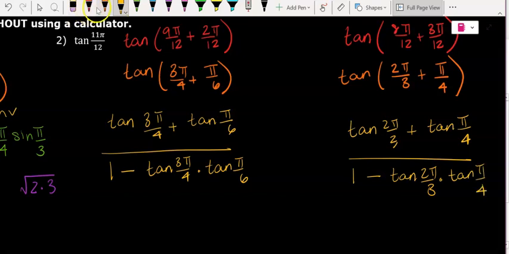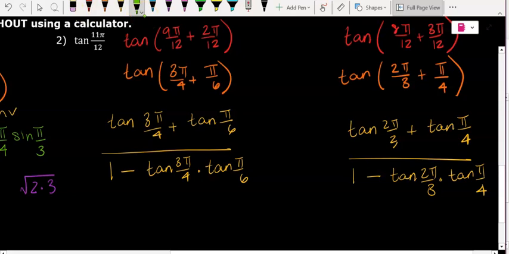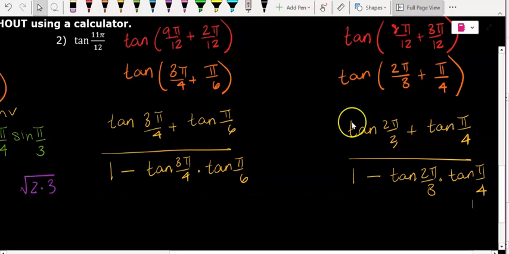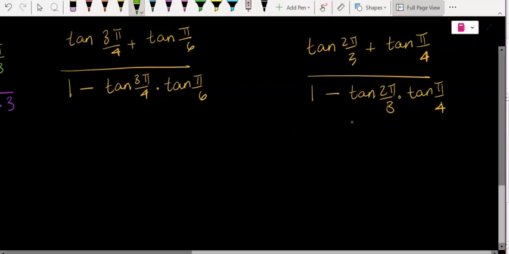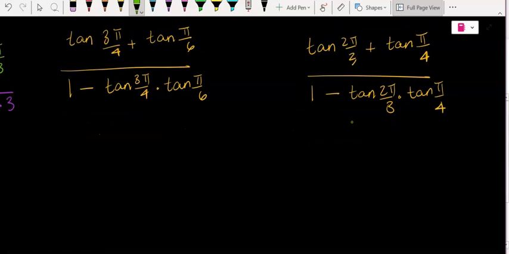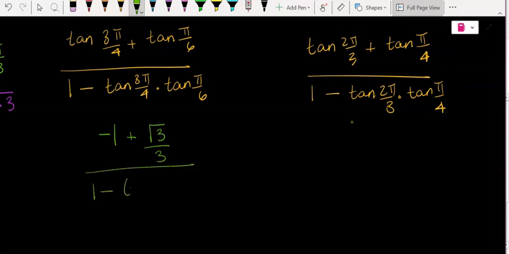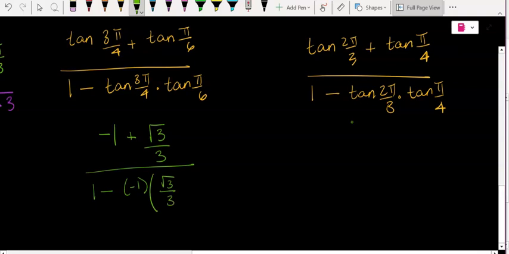I'm just doing these side by side so that we can see that we're doing the exact same thing, but I just have two different angles, and you're going to see why I would choose one over the other in just a second. You might have already seen it, but let's investigate that side by side. So for 3 pi over 4, my tangent there is just -1. Now over here, tangent of pi over 6 is going to be square root 3 over 3. And then in the denominator, I'm going to have 1 minus -1 times square root 3 over 3.